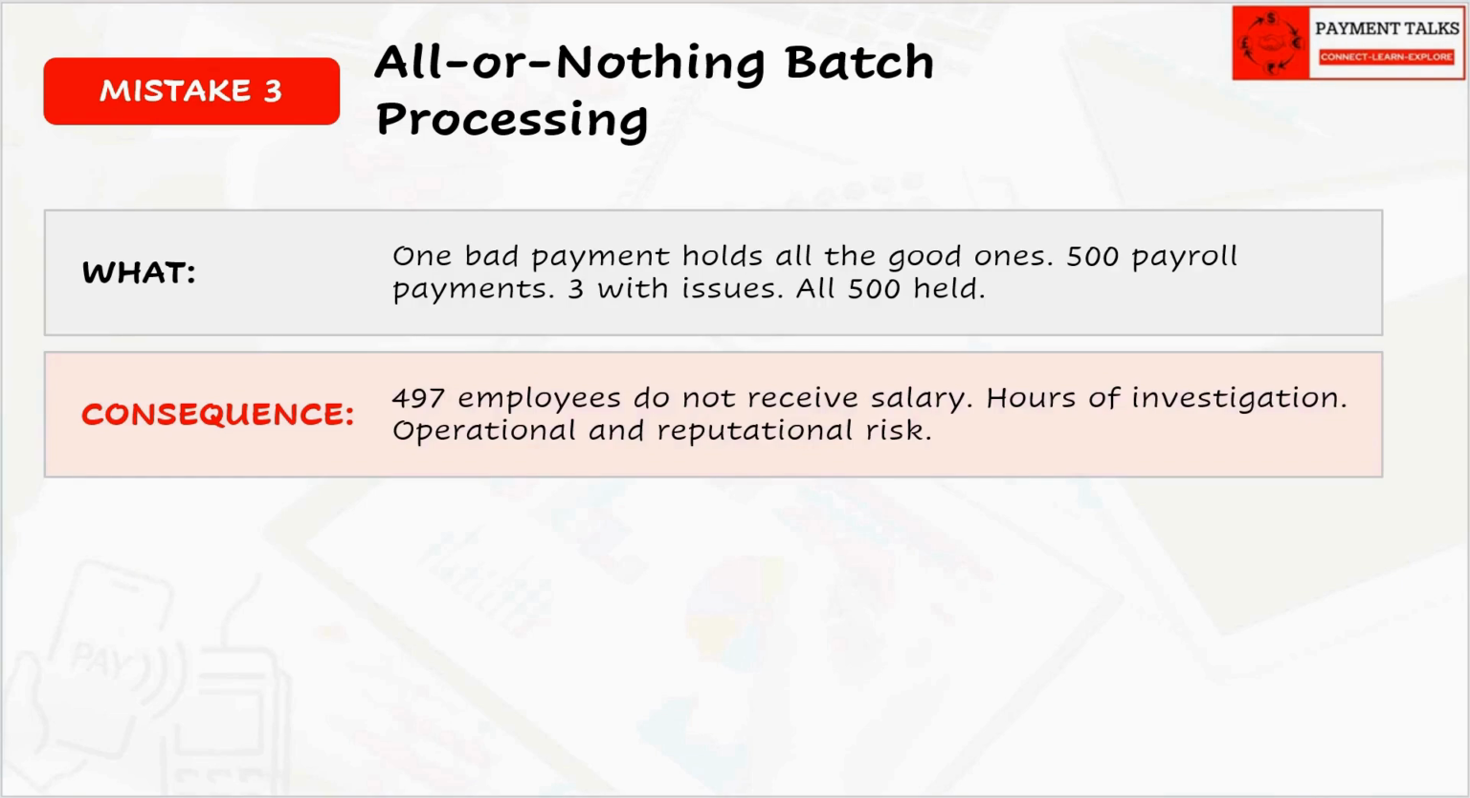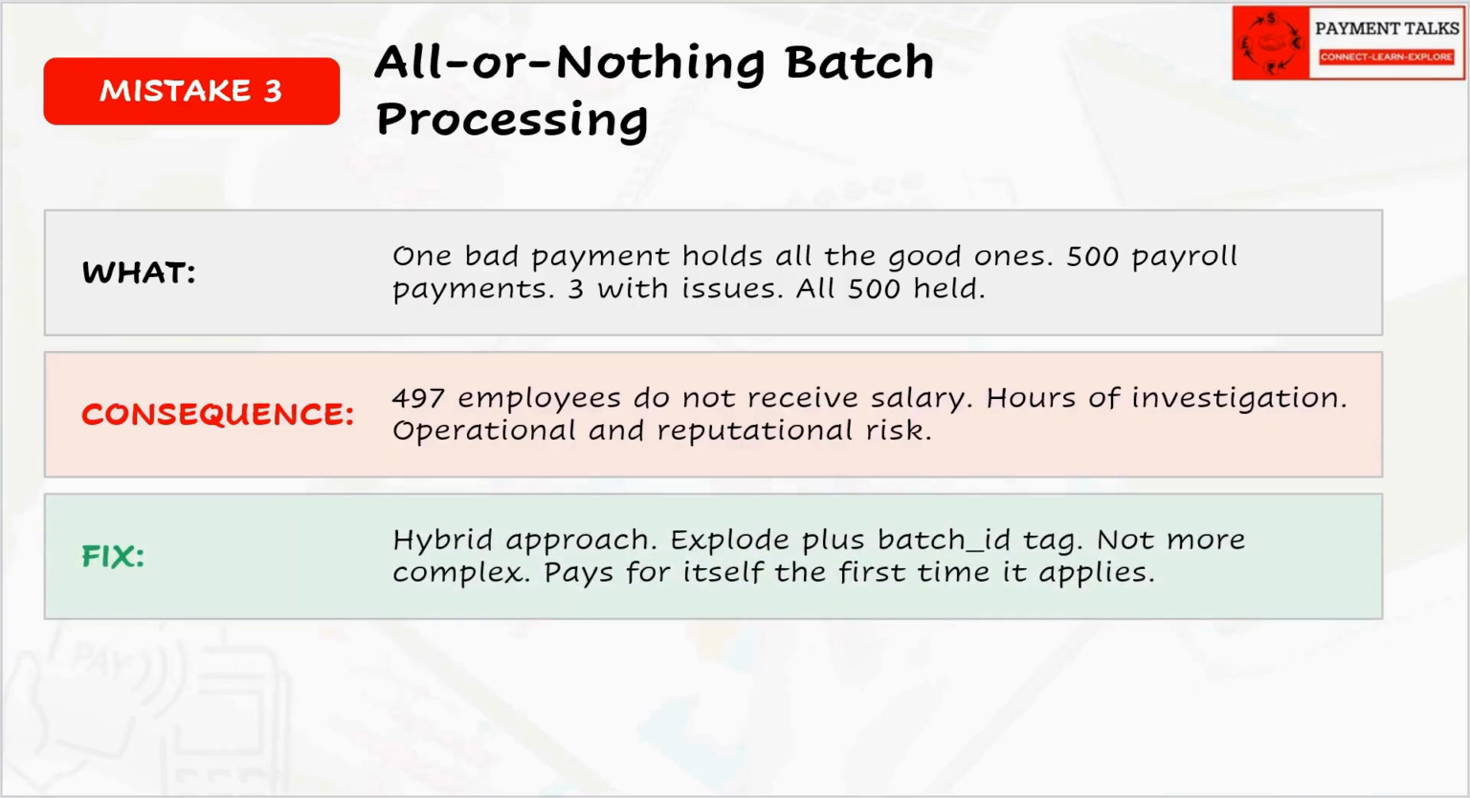The fix. Approach 3. Explode the batch into 500 individual canonicals. Tag each with batch ID, batch sequence, and batch total in layer 3. 3 exceptions go to the exceptions queue and are investigated independently. 497 payments continue processing without interruption. The discipline costs almost nothing at intake. The operational benefit is immediate and pays for itself the first time.